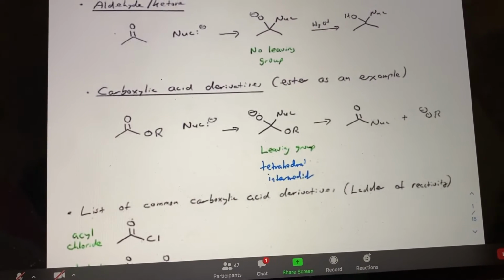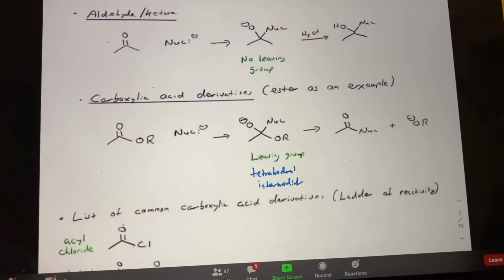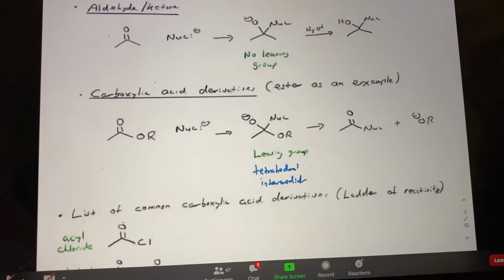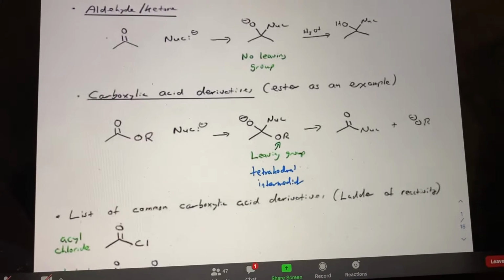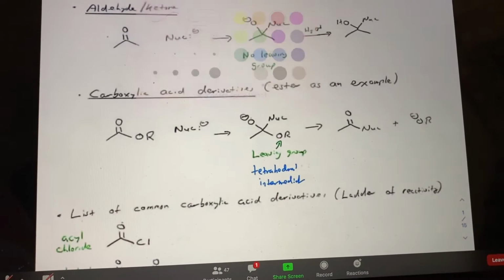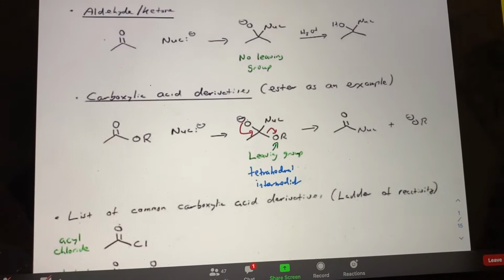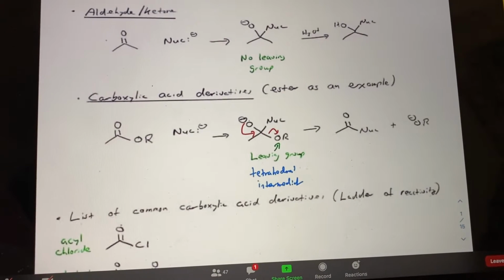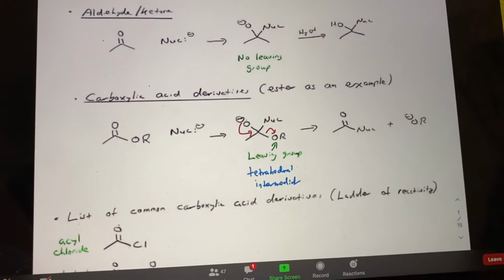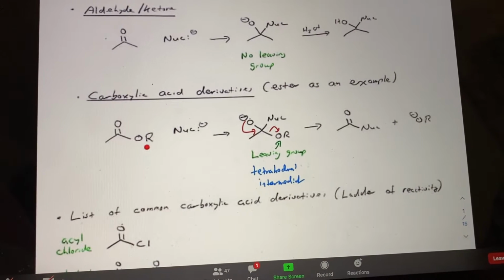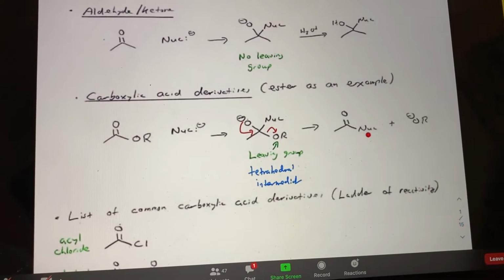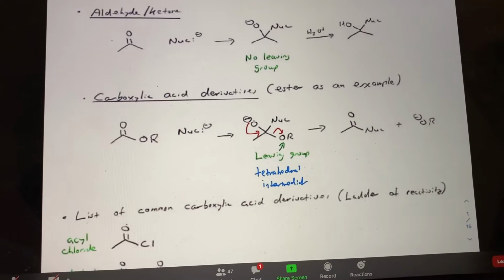But now what we have is a leaving group. Here, let's make that green to match my pen. So we have a potential leaving group. So now what we can end up doing is reforming the carbonyl group and kicking out the leaving group. So now what we've ended up doing is we've substituted, say, OR for whatever our nucleophile is. And then this is our leaving group.